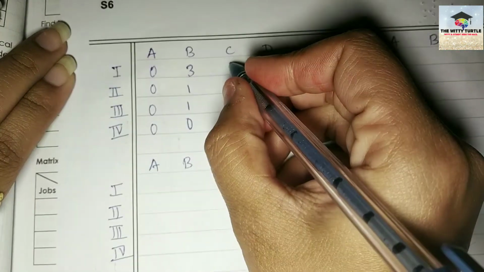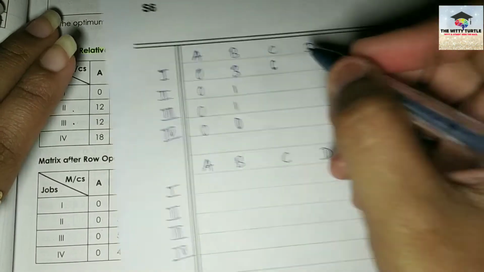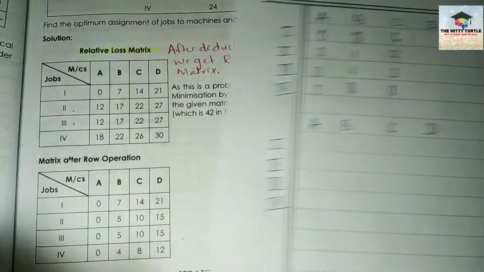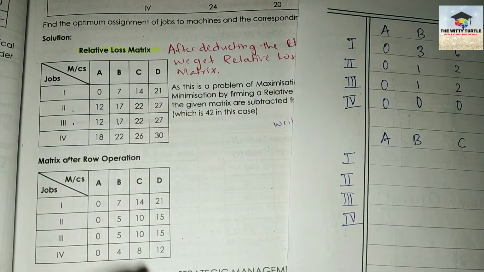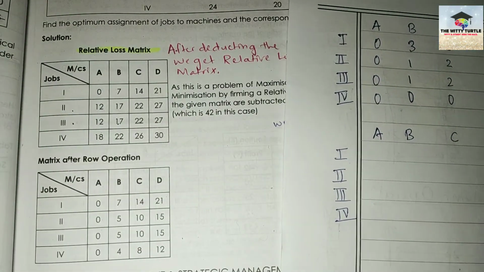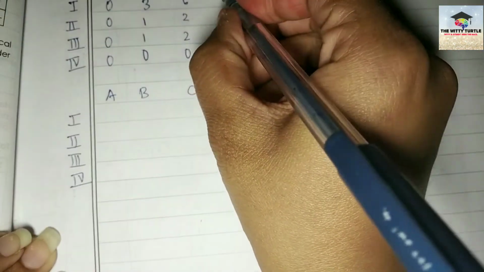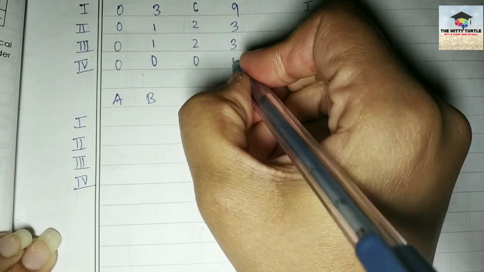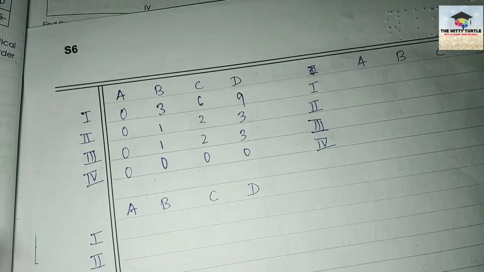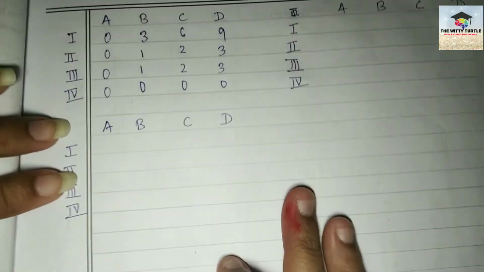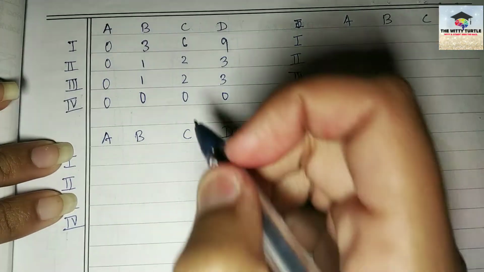It will be 6220. Now in the next column, what is the minimum number? It is 12. So what will this become? 9330, right? So you got your matrix after performing column operation, right? After performing column operation. Now what is the next step?